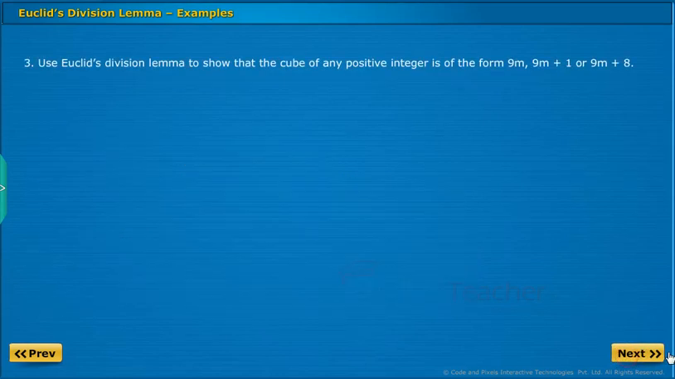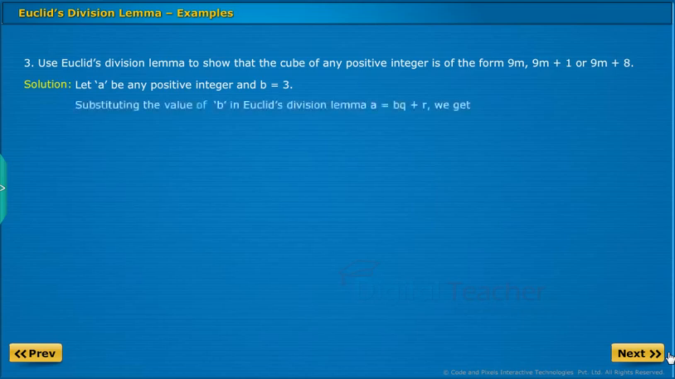Problem 3: Use Euclid's division lemma to show the cube of any positive integer is of the form 9m, 9m plus 1, or 9m plus 8. Solution. Let a be any positive integer and b equal to 3. Substituting the value of b in Euclid's division lemma, a equals bq plus r, we get a is equal to 3q plus r, where 0 is less than or equal to r, which is less than 3. Let it be equation 1.